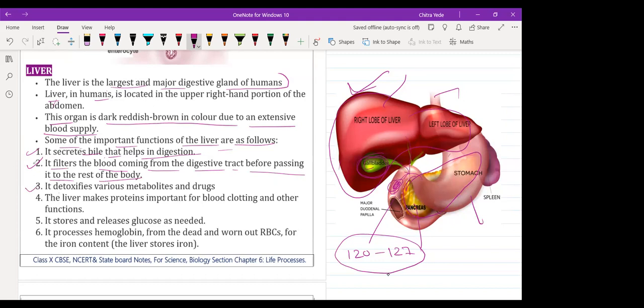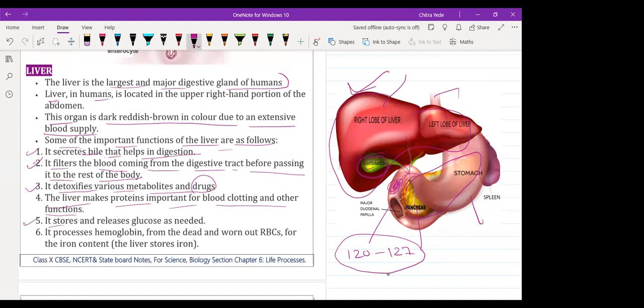It detoxifies various metabolites and drugs also. If toxic substances present in the blood get absorbed, they are detoxified with the help of the liver only. The liver makes proteins important for blood clotting and other functions.